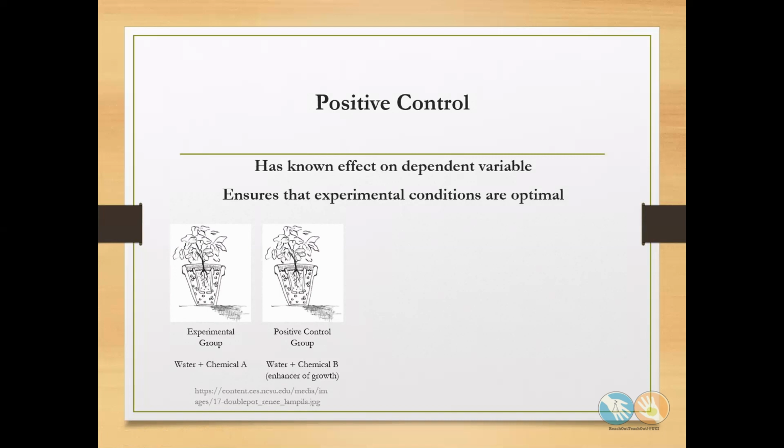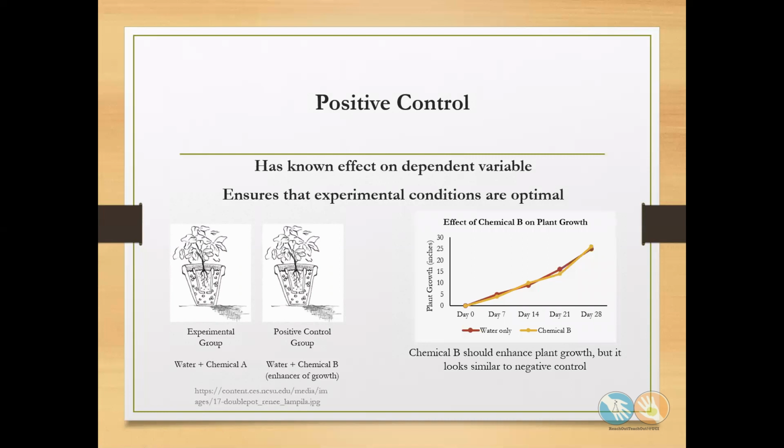If the addition of chemical B to the water does not enhance plant growth compared to the negative control, we can conclude that the conditions used for the experiment are not optimal. For instance, we might have forgotten crucial nutrients for plant growth, or might not have given the plants enough water, which then allows us to troubleshoot our experiments and know what to do better in the future. In this case, we see that the lines for water only and chemical B are pretty much overlapping, which probably tells us that our experimental design is not optimal.